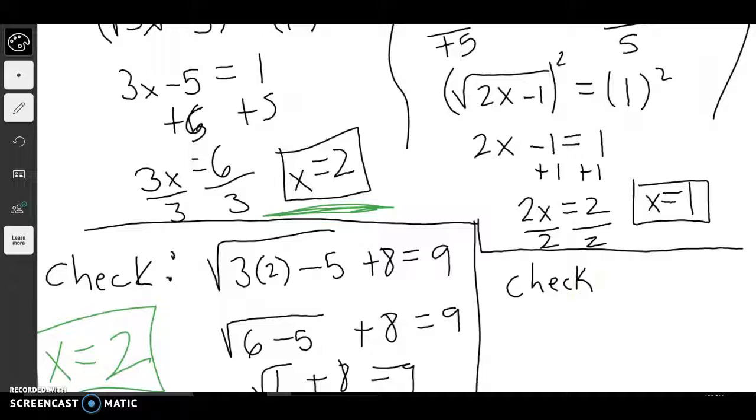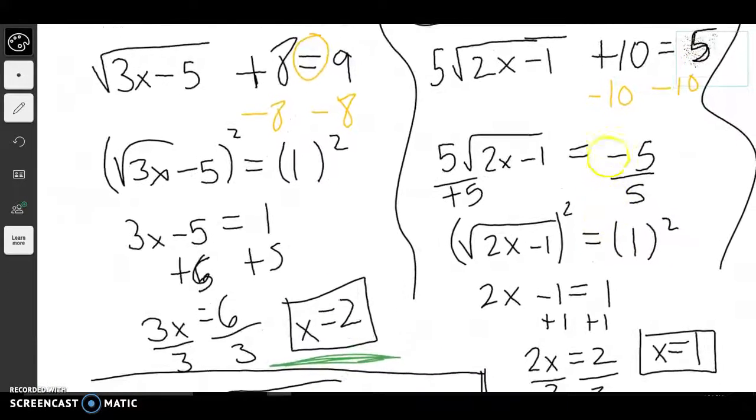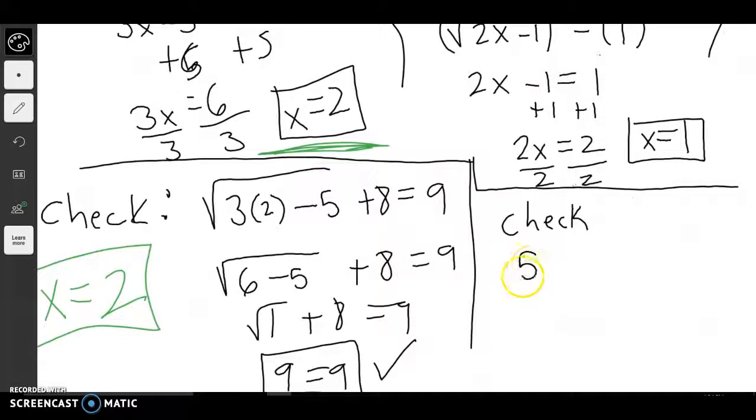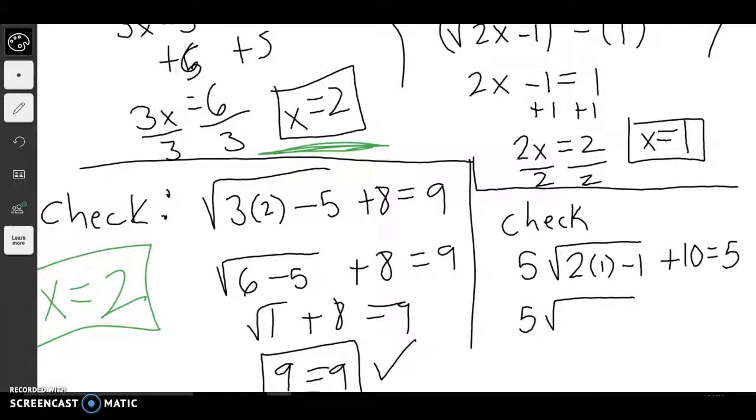So we're going to check by plugging that 1 back into the original equation. So the original equation was 5 radical 2 times 1 minus 1, plus 10, and that should equal 5 for us. So let's see what we get. Well, I would get that this is 5, and that would be 2 minus 1, which would give me 1. And the square root of 1 is 1, and 1 times 5 is 5.